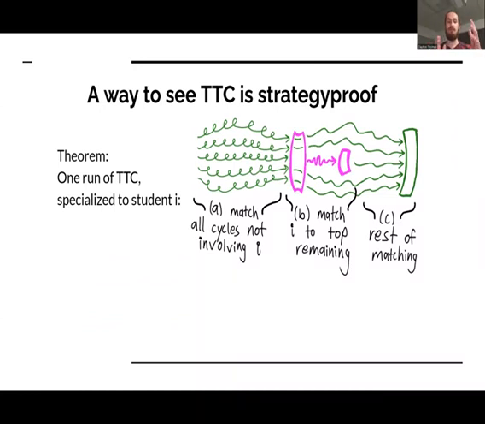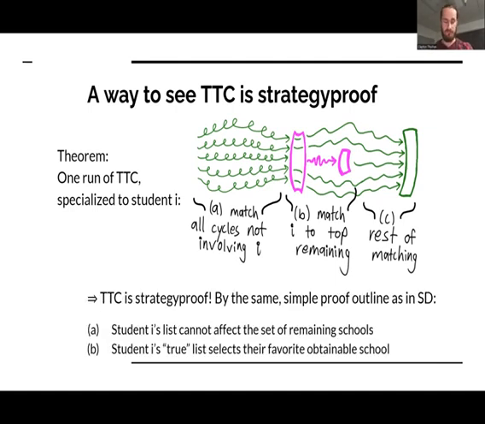So what did I do here? Our theorem formalizes this argument to say one run of TTC, A matches all cycles not involving student i, B matches i to their favorite remaining school, and C calculates the rest of the matching via some method. But this just directly implies TTC is strategy proof by exactly the same simple proof outline as in serial dictatorship, just copy and paste it.